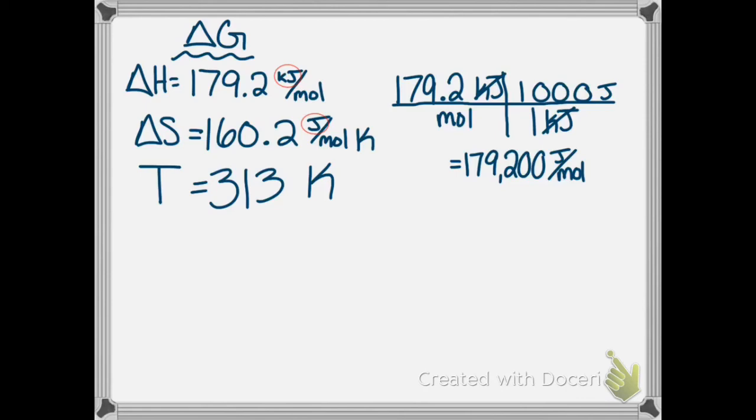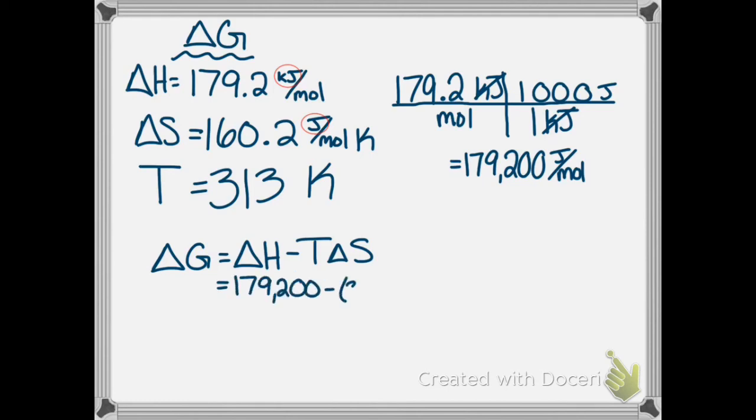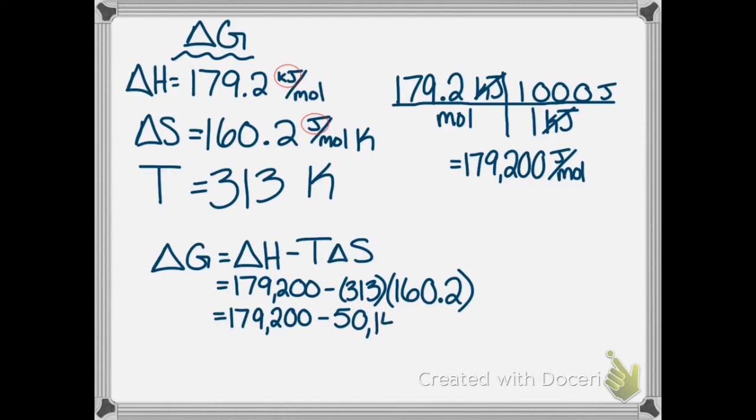Now, if we're solving for our delta G, we solve delta G equals delta H minus T delta S. When we do this, we plug in our 179,200 joules per mole minus our 313 Kelvin times 160.2 joules per mole Kelvin. We'll solve for our T delta S first, so we'll rewrite our delta H value minus our T delta S, which is 50,142.6 joules per mole here.